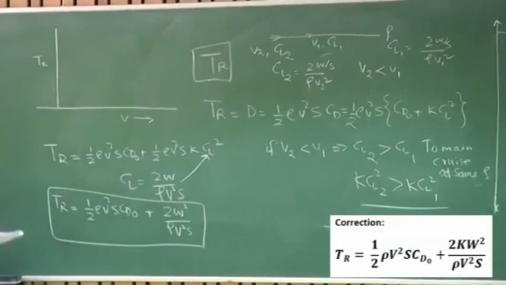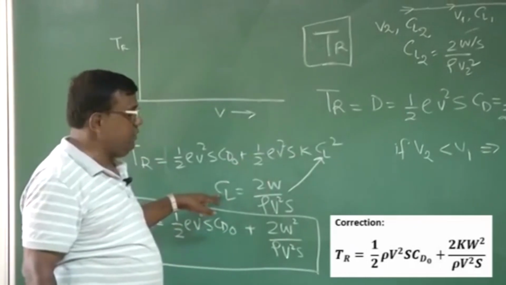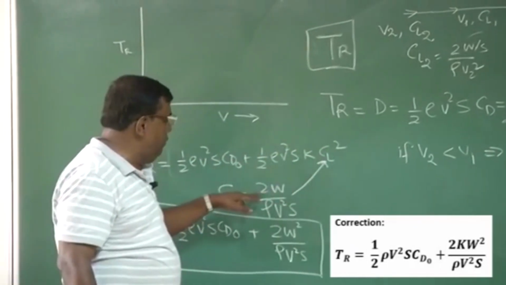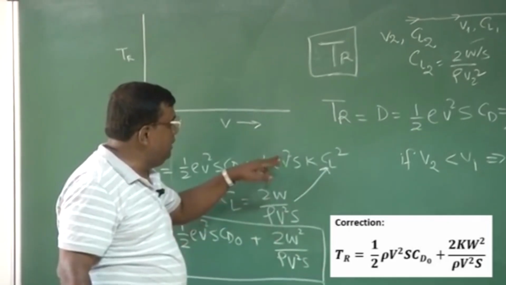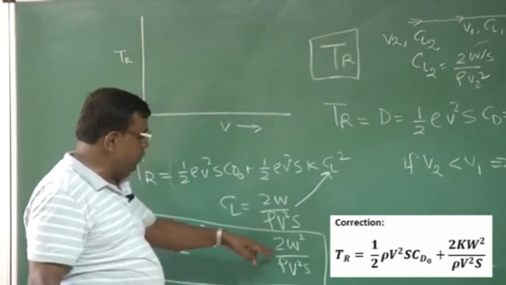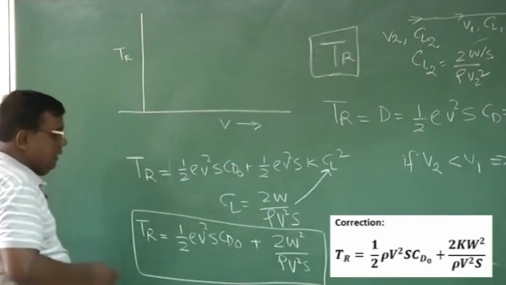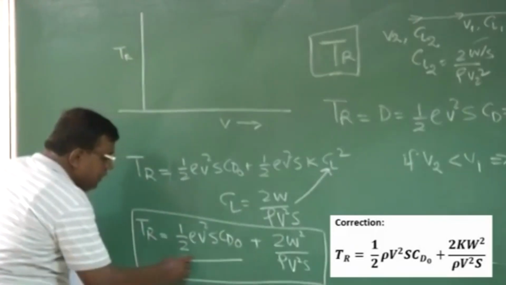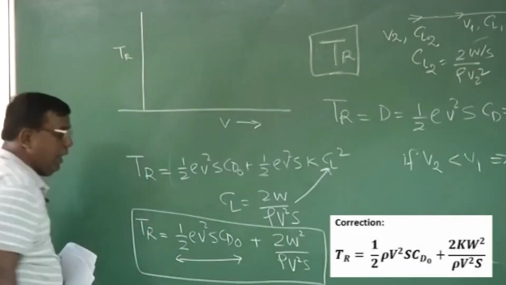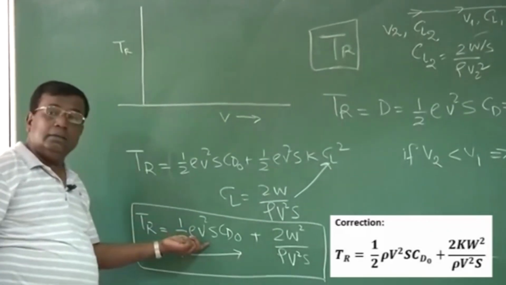This is clear? How will you get this? I am substituting CL here by this expression. So CL square will be 4W square rho square V to the power 4 S square, and this they will get cancelled from here. So we will get 2W square by rho V square S. Now you could see explicitly, as I am increasing the speed, this thrust required, which is basically the drag, goes on increasing with V.